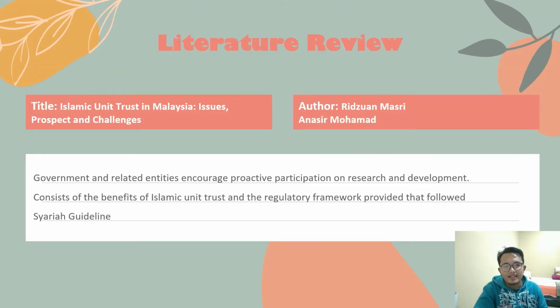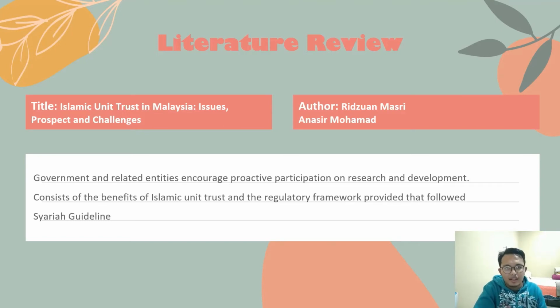Okay, and the last literature review is written by Rizwan Masri and Anasir Muhammad, and the title is Islamic Unit Trust in Malaysia, Issues, Prospect and Challenges. In this article, it is focusing on the government and related entities encouraging proactive participation in research and development, consisting of the benefits of Islamic Unit Trust and the regulatory framework provided that follows a Sharia guideline.